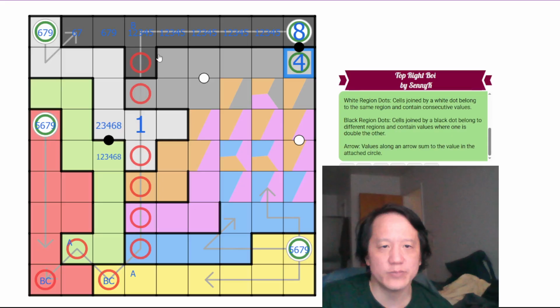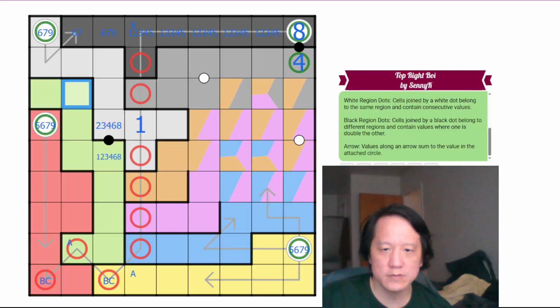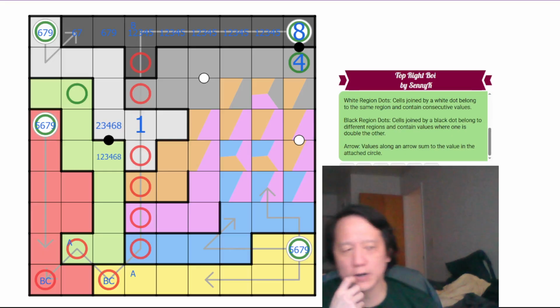This is top right boy there. So bottom left boy is there. Top right boy is there. Top right boy is there. Bottom left boy is here. Bottom left, top right. So this is top right boy there.